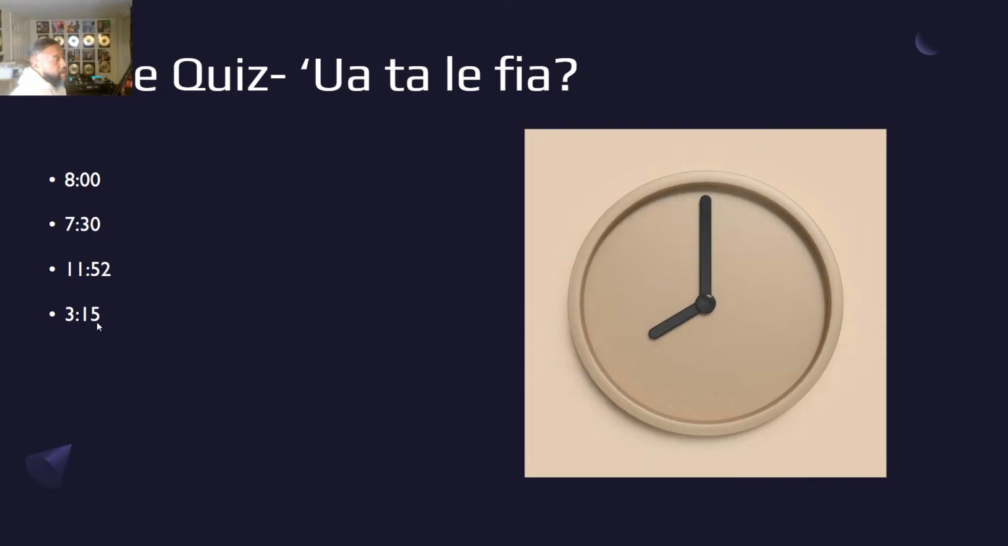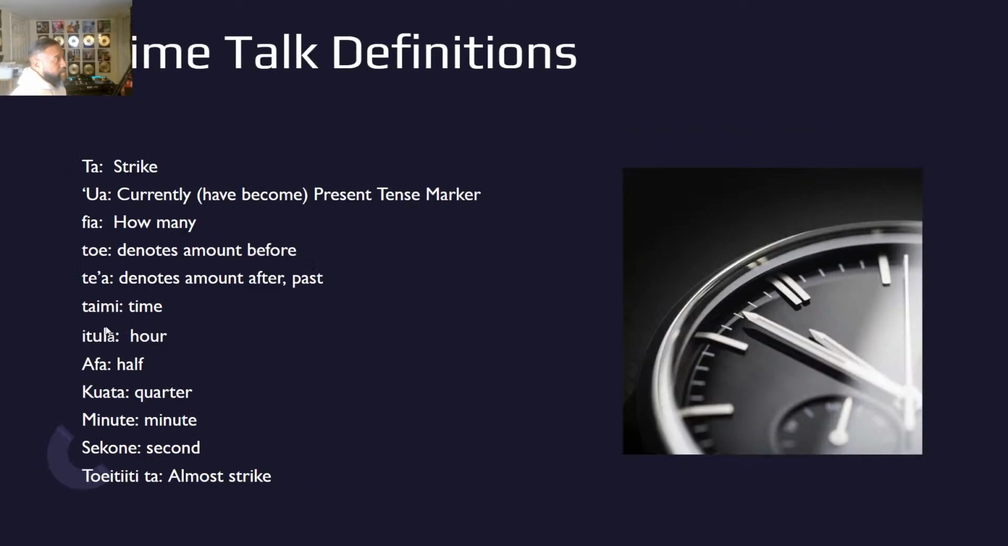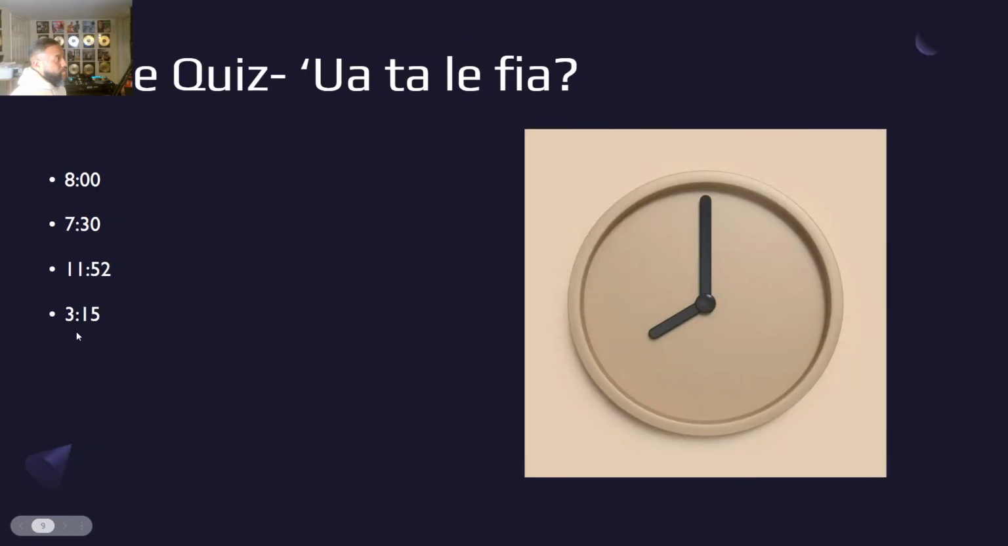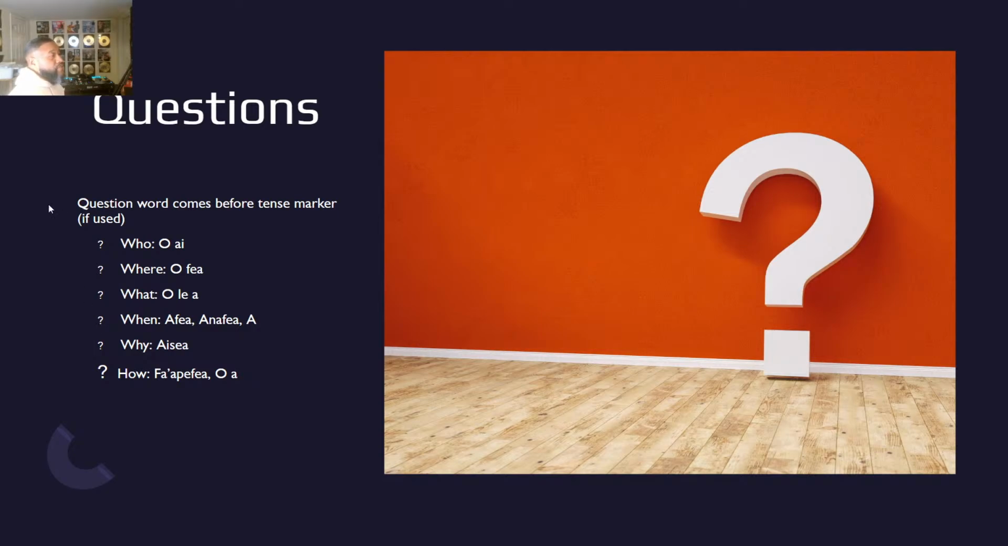remember kuata, kuata. Let me point out that word right there. It looks just like the word quarter, but it's kuata. Ua kuata le tolu. It is a quarter of three. Okay, 3:15. All right, so we only got 5 minutes. I'll just go through this and then we'll introduce our questions next week.